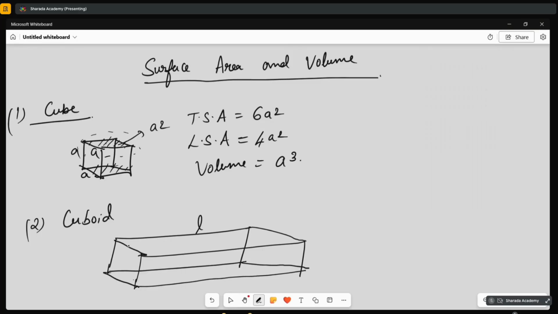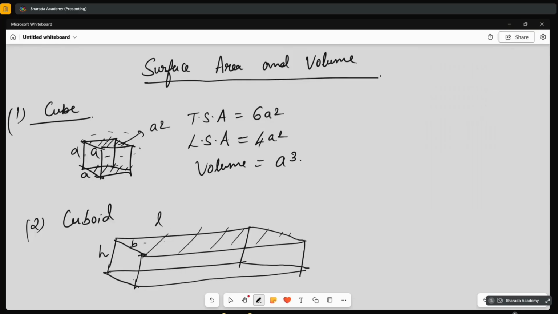Length, breadth and height. Okay, so this is height, this is length, and this is B. L, B and H. So here in a cuboid also, how many faces will be there? It will have 6 faces. Correct?